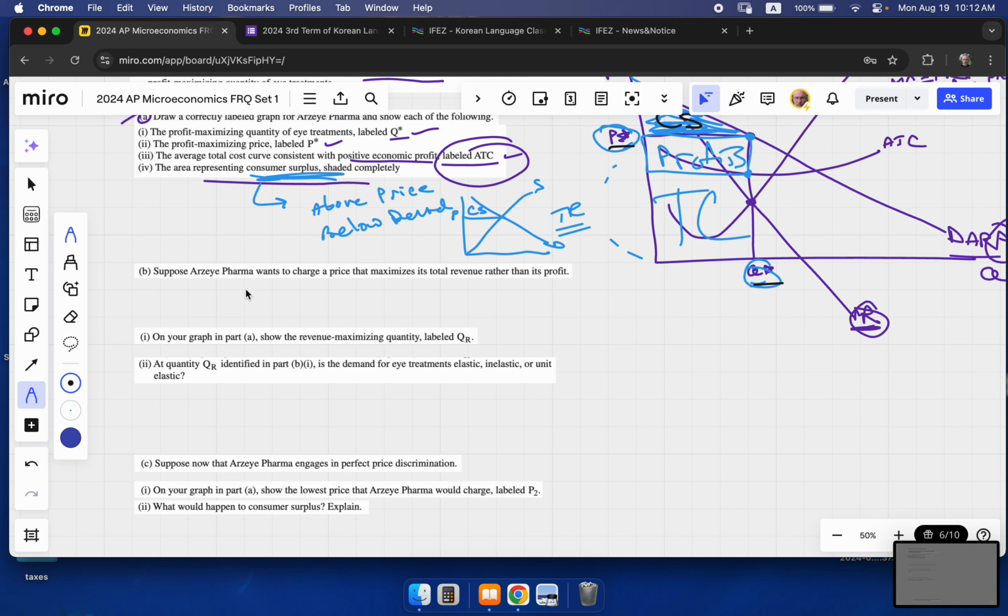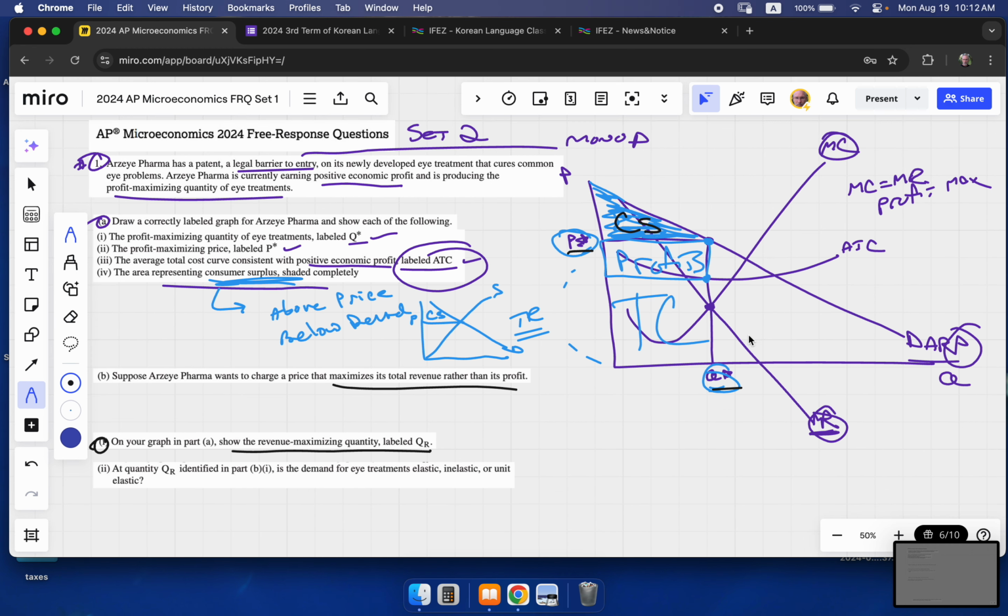Good. Suppose RSI Pharma wants to charge a price that maximizes its total revenue rather than profits. They want us to show the revenue maximizing quantity and label it QR. So this is one of the big 4 things you should just know about any monopoly graph. You should know where profit max is, where MR equals MC. That's profit max right there. You should know where allocative efficiency is, where price equals marginal cost. That is allocative efficiency. Right here, where price equals ATC, that is what we call break even, right? If a firm is going to break even, that would be right there.